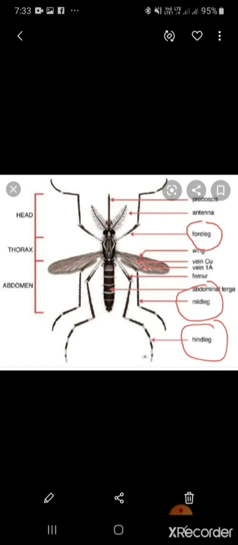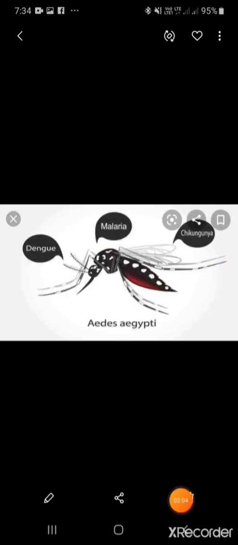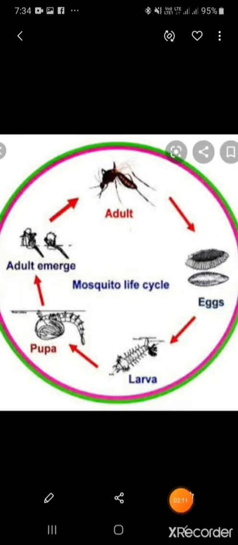They are carriers of several diseases. Infected mosquitoes transmit germs that cause diseases like dengue, malaria, and chikungunya. Now let us learn about life cycle of mosquitoes.